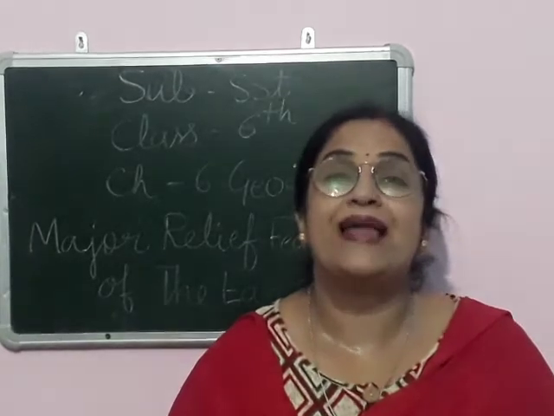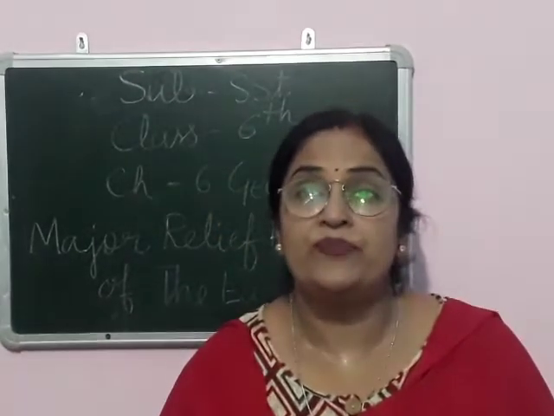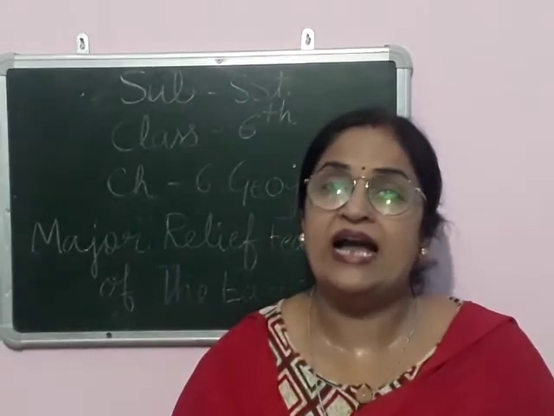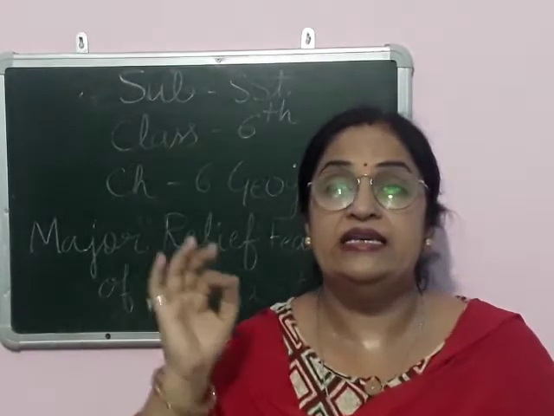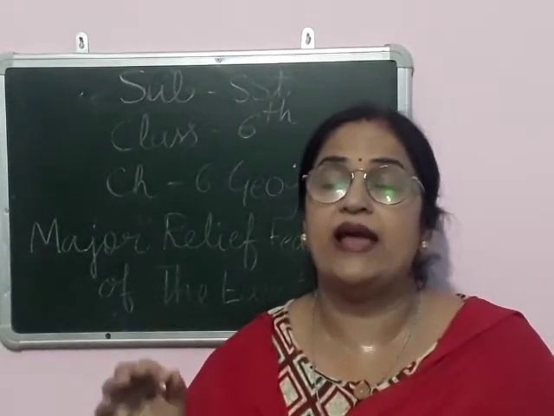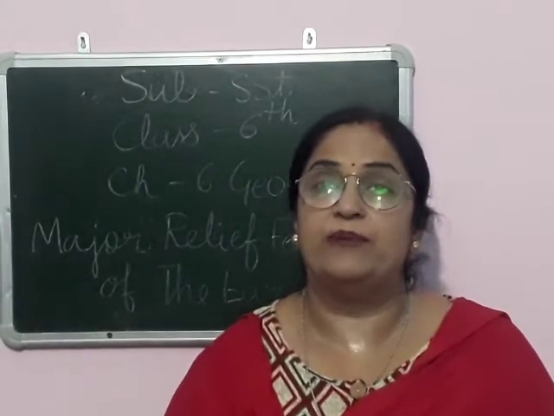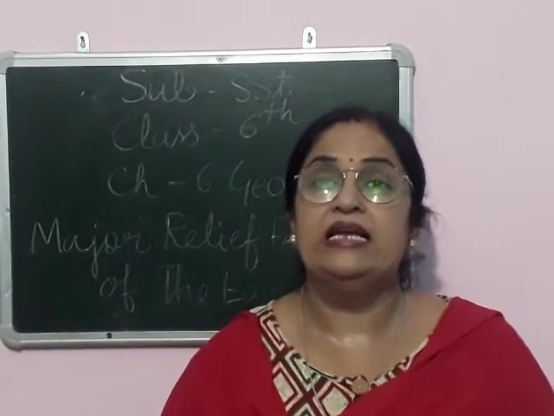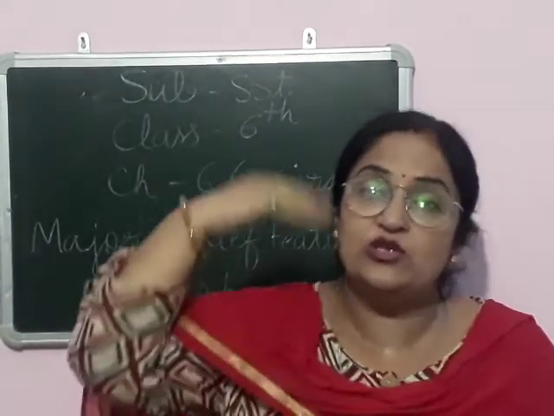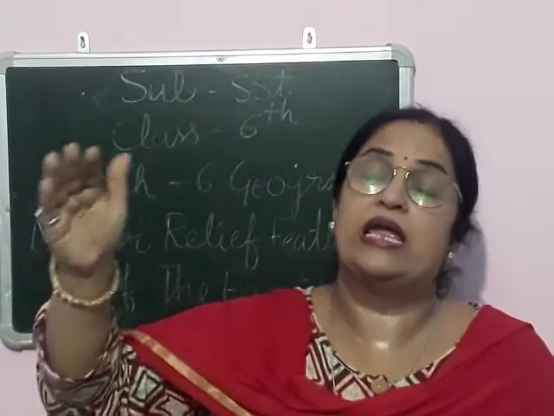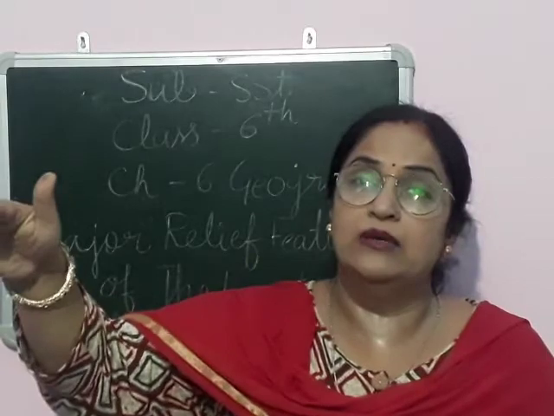Now about plateaus and their types. What is a plateau? A plateau is a highland. It is a near-level area of elevated land. A characteristic feature of a plateau is that it does not have sharp peaks. Like a mountain is high, a plateau is also high. A plateau is high like a table, so it is called a tableland also.